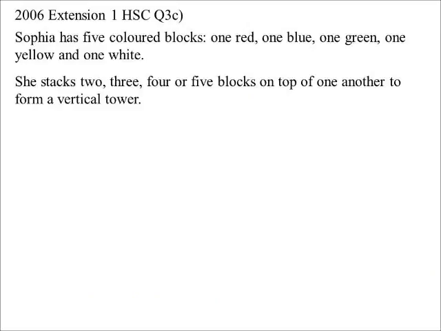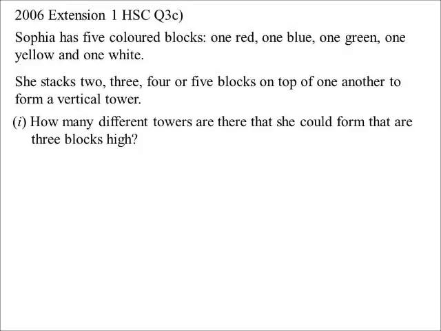All right, let's look at an HSC one. 5 coloured blocks, a red one, a blue one, a green one, a yellow one and a white one. She stacks blocks to make a tower. But notice, a block of 1 is not a tower. It's just a block. So until you stack 2 blocks, you get a tower. So you can have 2, 3, 4, 5. How many different towers that are 3 blocks high?